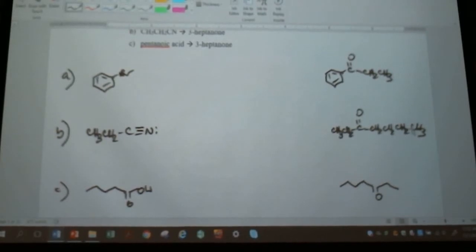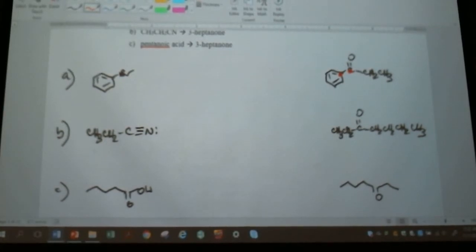Let's do this analysis in the first one. Tell me ways that you know to make a carbon-carbon bond between a benzene ring and a carbonyl. Friedel-Crafts acylation would be one that really comes to mind, and of course the good old Grignard.